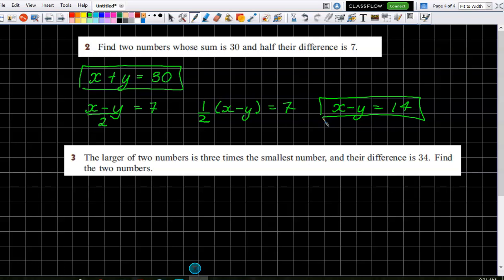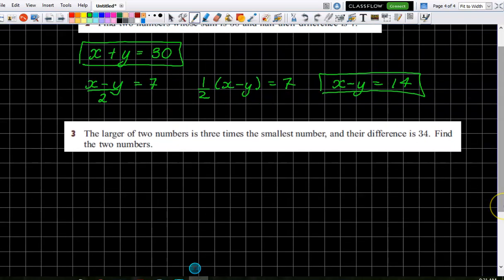So you're checking both ways now. In the test, if it doesn't say solve algebraically, feel free to use your calculator.